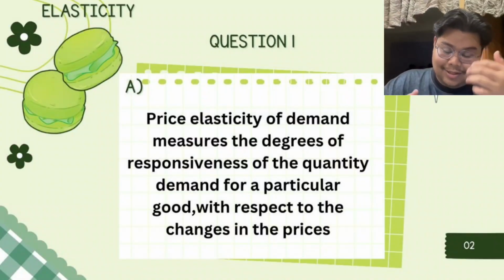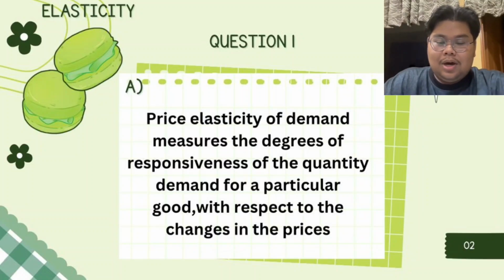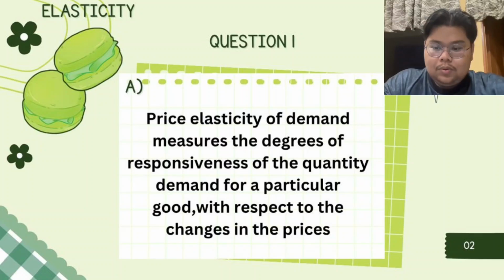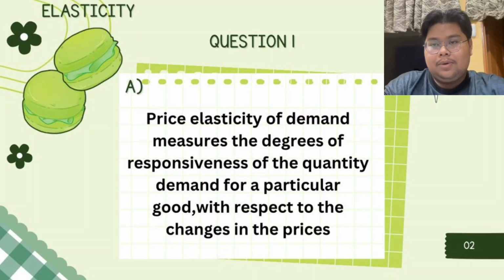So the first question is, what is the price elasticity of demand? Price elasticity of demand measures how much the quantity demanded of a good responds to a change in its price. Price elasticity of demand also has a formula, which is the percentage change in quantity demanded of a good divided by the percentage change in price of the good, which means percentage change in QD divided by percentage change in P.